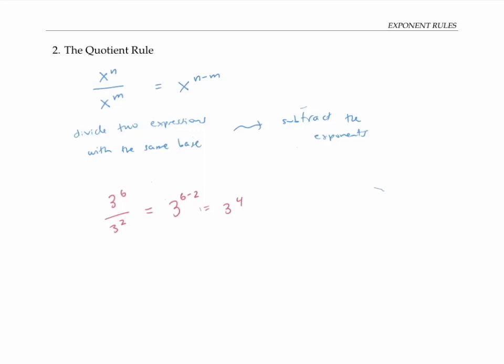And this makes sense because 3 to the sixth means I multiply 3 by itself 6 times, and then I divide that by 3 multiplied by itself twice. So when I cancel out 3's, I have 4 3's left. Notice that I have to subtract the number of 3's on the bottom from the number of 3's at the top to get my number of 3's remaining. That's why I subtract my exponents.